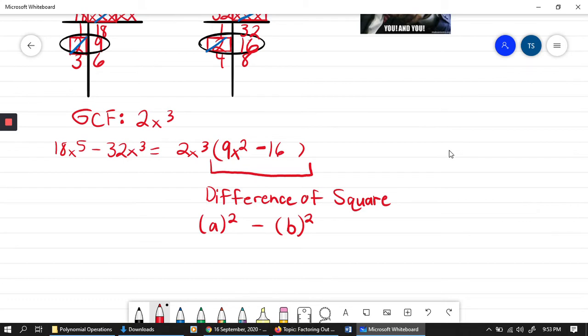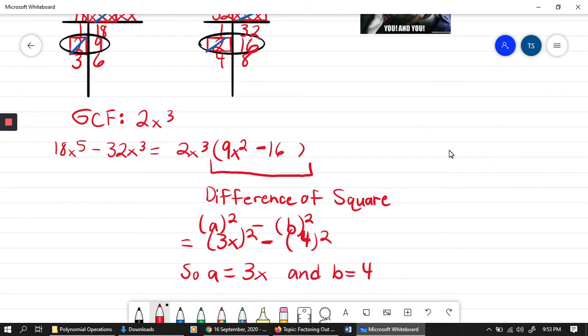So in this particular form, our A, remember if we take the square root of 9, that gives us 3. And then remember if we divide the exponent by 2, that's how we get x to the first power there. So our A is 3x. And then with the B, the square root of 16 is 4. So our B is 4.